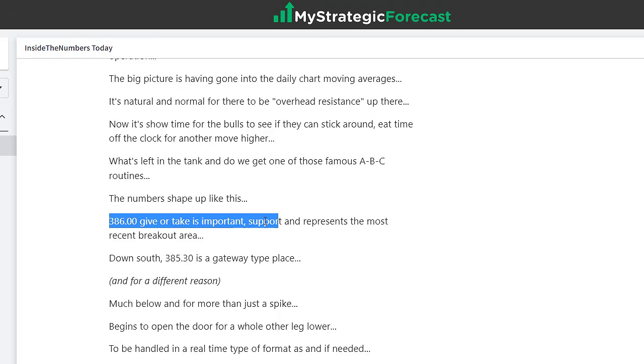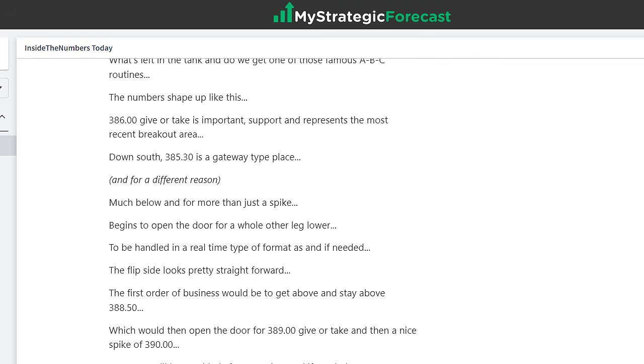We put some numbers on the board first thing in the morning. 386, give or take, is important. It's support and represents the most recent breakout area. We give stuff below that. It's what's available on the chart. Sometimes they're close by, sometimes they're farther away. There was another number close by, and when that happens, what we know is it becomes a zone.